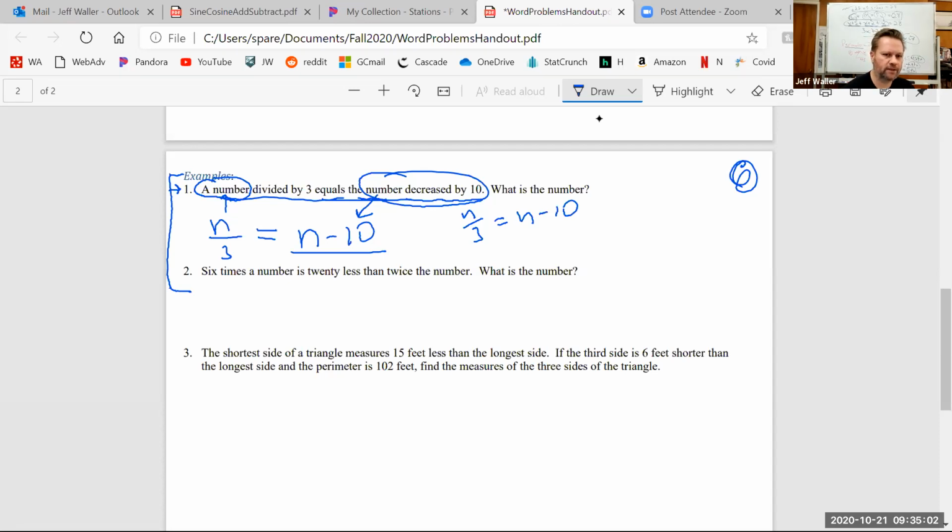What would I do to this side to kill the fraction? Why is there a fraction? Because it's n divided by 3. So how do I kill the 3? What would I do to both sides? Multiply. Yeah, so if I multiply both sides by 3, I'll do this side. What happens on the other side?